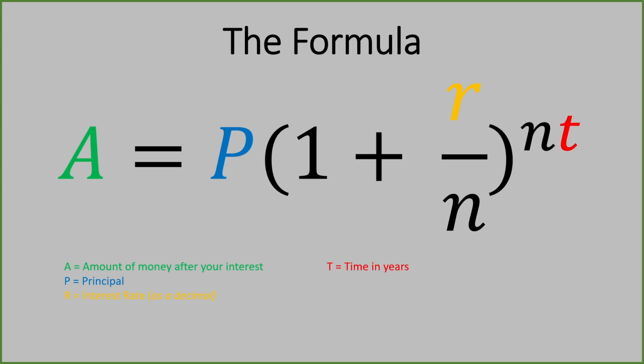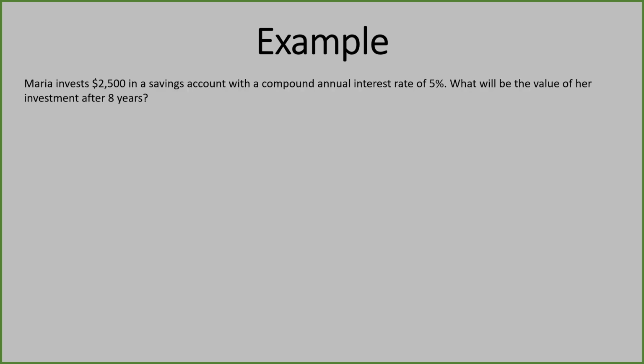T stands for the time we're leaving our original money alone for to allow it to grow. It's very important that this number always be represented as time in years. N stands for the number of times interest is compounded per year. For example, some interest compounds once a year, some does twice a year, some does 4 times a year. Every situation is different. Now let's dive into an example.